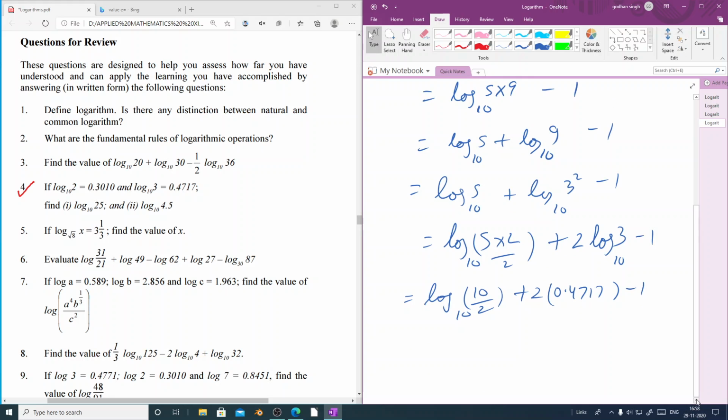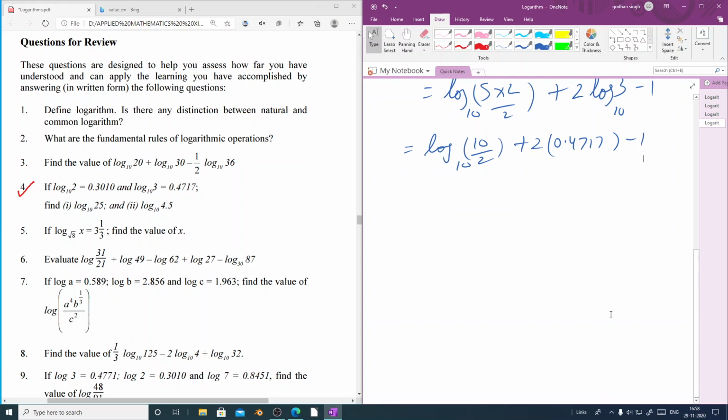And this can be further simplified. Here again we know that log a by b is equal to log a minus log b, so this will become log 10 with base 10 minus log 2 with base 10, plus, let's simplify this: 2 into 7 is 14, 1 carried over, 2 into 1 is 2, it will become 3, then 2 into 7 is 14, 1 carried over, 4 plus 2 will become 9, so we will be getting 0.9434 minus 1.